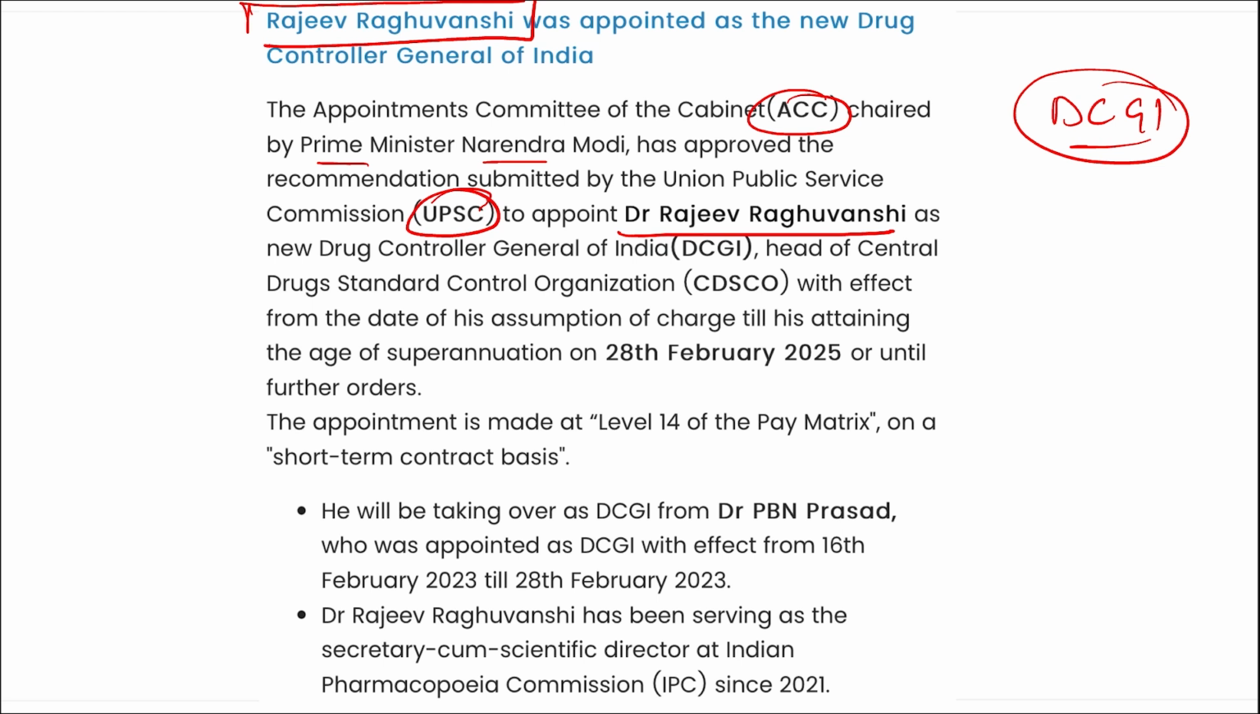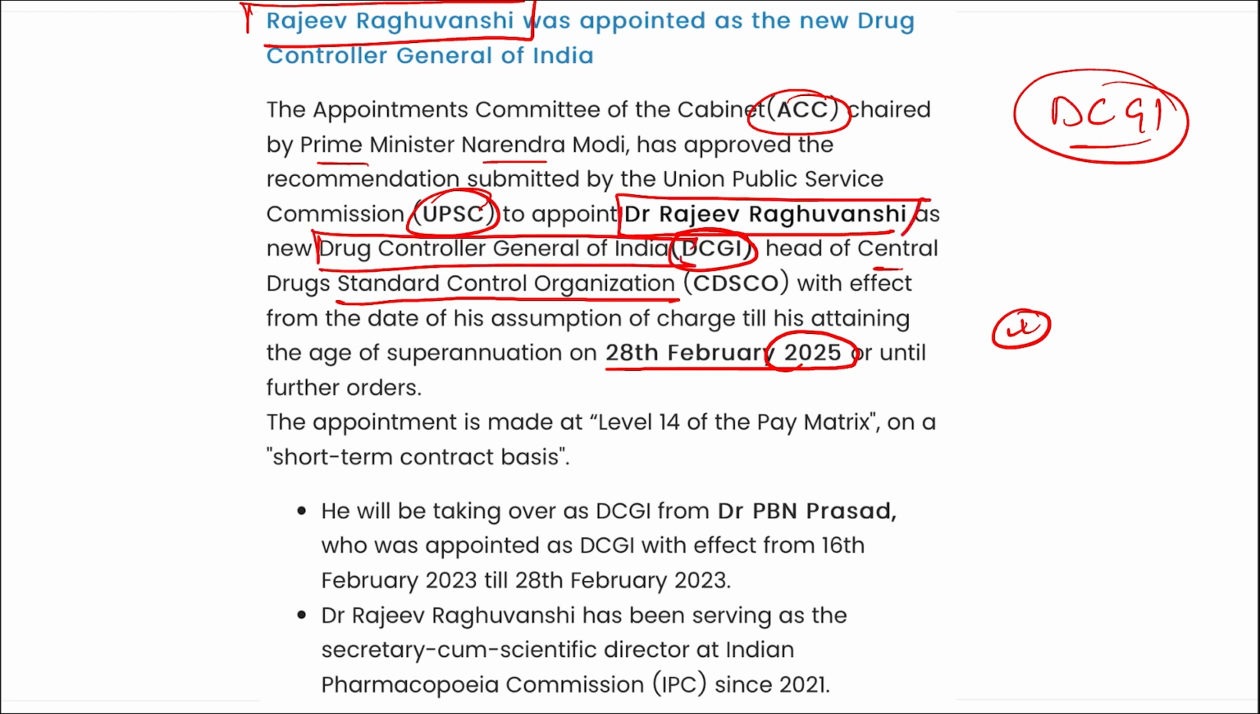Dr. Rajiv Raghuvanshi as the new DCGI, that is your Drug Controller General of India, the head of the Central Drugs Standard Control Organization, and he will be assuming the post till the age of superannuation, 28th of February 2025. That means till 2025 or till further orders, he will be having this particular charge of the new DCGI, that is Drug Controller General of India. He will be whom? Dr. Rajiv Raghuvanshi. The appointment is made at level 14 of the pay matrix on a short-term contract basis.